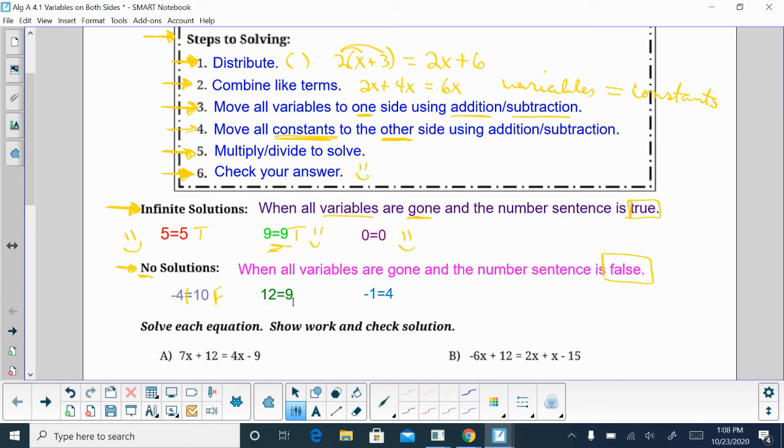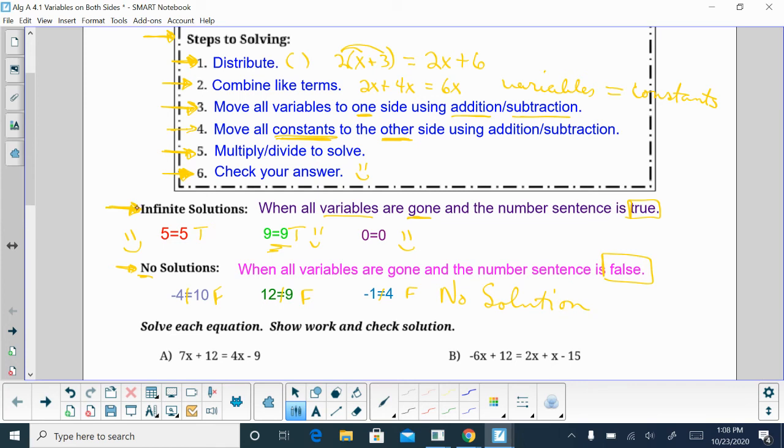Work it out, you wind up with 12 equals 9. Nope, don't think that's true. Again, this is an example of where there's no solution. It's false, and the original equation that we worked with has no solution. Same thing here. If it works out, -1 is equal to 4. We know that's not true. That means the sentence is false, and we have what's called no solutions.